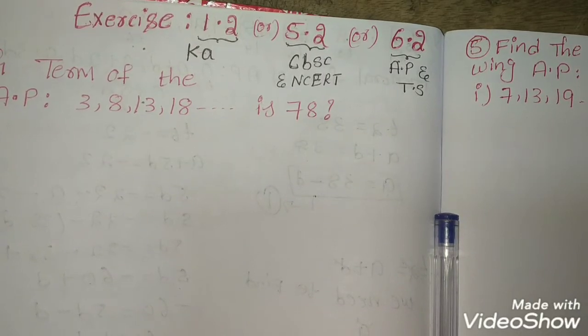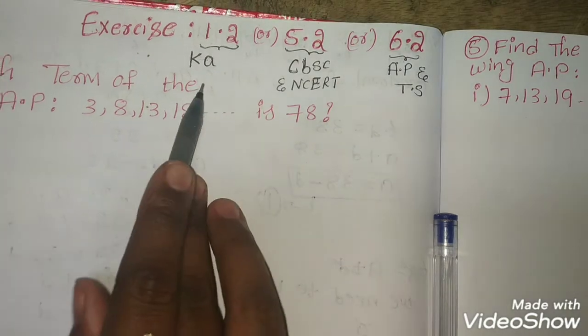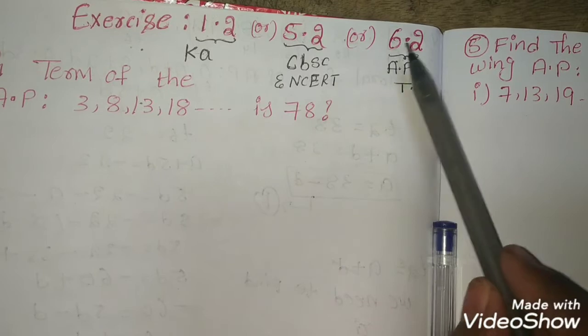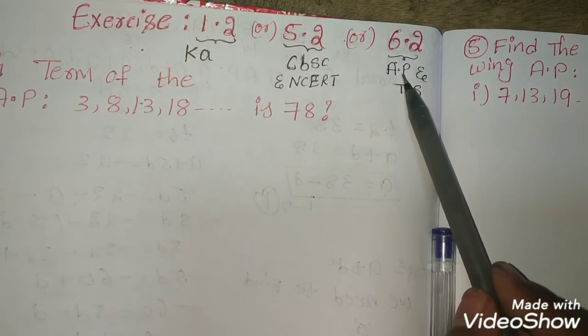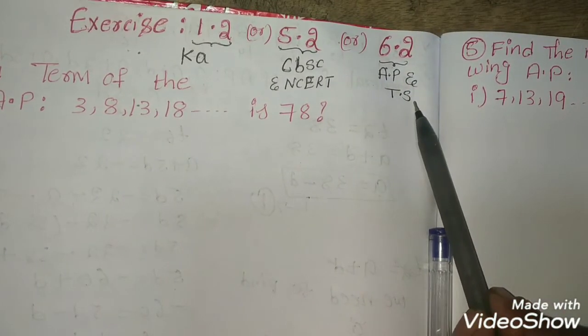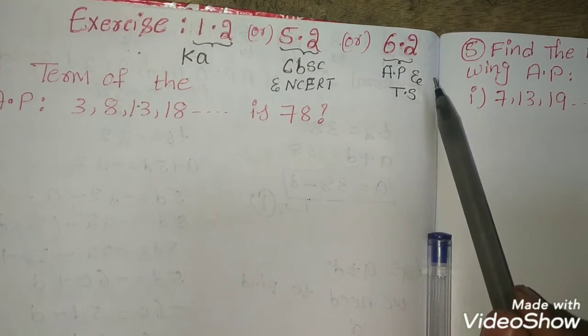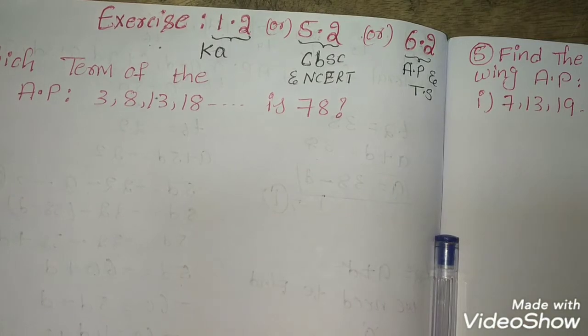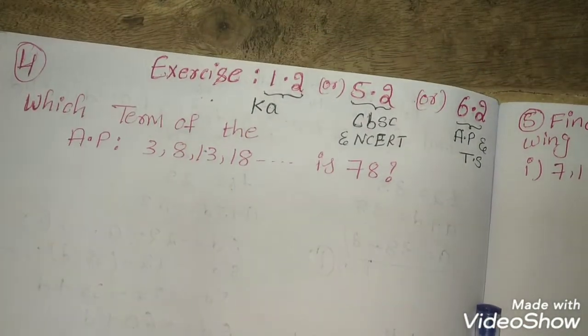Today our exercise is 1.2 for Karnataka state syllabus, 5.2 for CBSE and NCERT, and 6.2 for Andhra Pradesh and Telangana state students. Before this video, we completed questions 1, 2, 3. So today we will discuss question number 4.